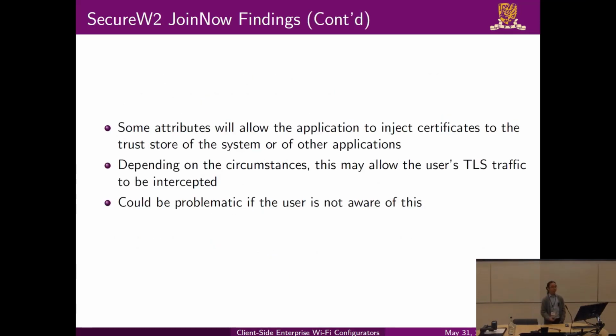We also found an attribute that allows the application to inject certificates into the trust store of the system. Depending on the circumstances, this may allow some third party to inspect the TLS traffic of the user. We hope that organizations inform the users about this, because there can be some issues if the users are not aware of this TLS interception.